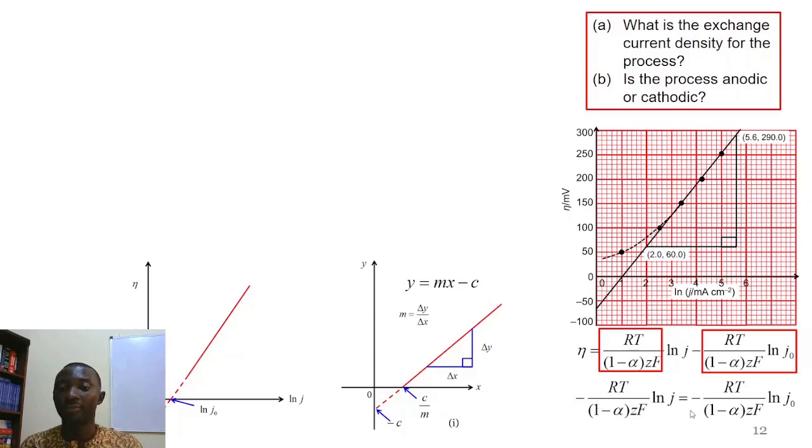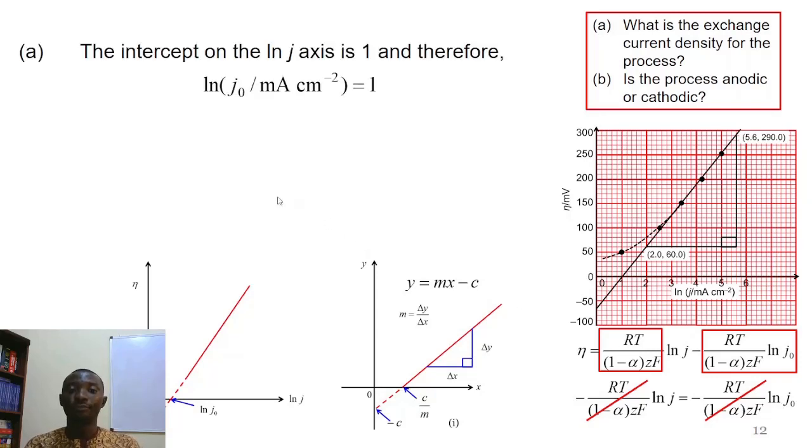In rearrange, we'll obtain this expression. We cancel them, and we are left with ln J equal to ln J naught. Therefore, the intercept on the ln J axis is 1, and ln J naught is equal to 1, so to say. We take the exponential of both sides, and we obtain 2.72 milliamperes per centimeter squared. The next question says, is the process anodic or cathodic?